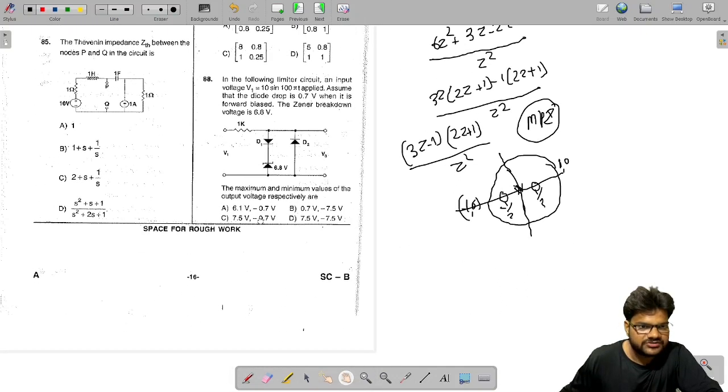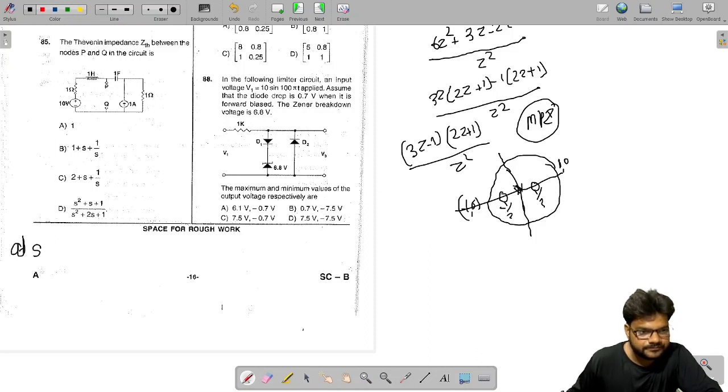The Thevenin impedance ZTH between the nodes P and Q in the circuit. So between P and Q, ZTH we have to find out. If you see, there is one inductor, capacitor, resistor and a DC source. Since DC sources are connected, the inductor will be what? At steady state, the inductor will be a short circuit and the capacitor will be an open circuit.